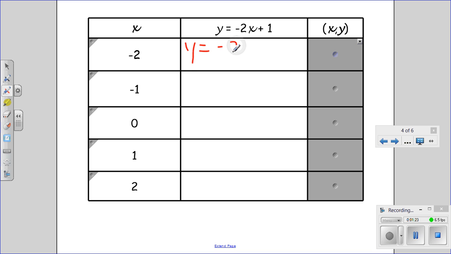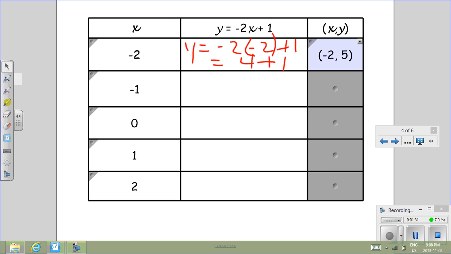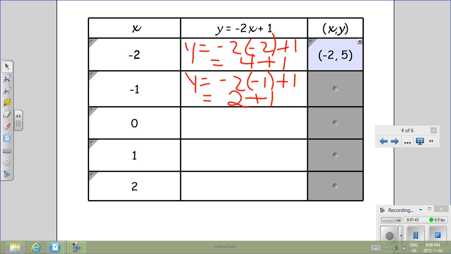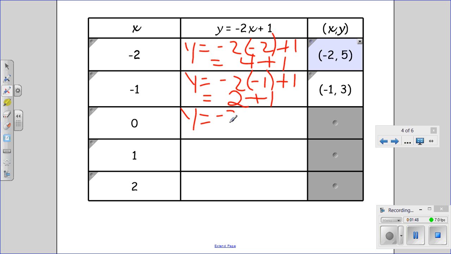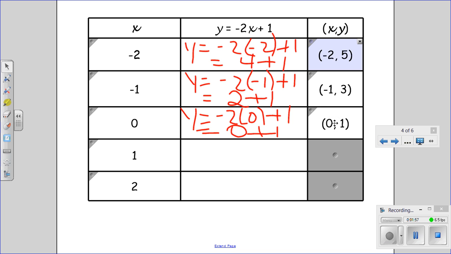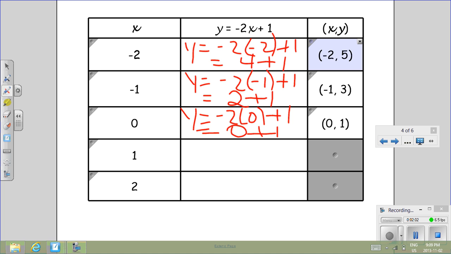So y equals -2 times -2 plus 1, which is 4 plus 1, which gives us a y value of 5. And we have the ordered pair -2, 5. For x equals -1, again, -2 multiplied by -1 plus 1 is +2 plus 1, which gives us the ordered pair -1, 3. For x equals 0, -2 times 0 plus 1 is 0 plus 1, which gives us the ordered pair 0, 1. Now we need to have at least 3 points in our table of values in order to ensure that we've graphed our line correctly.